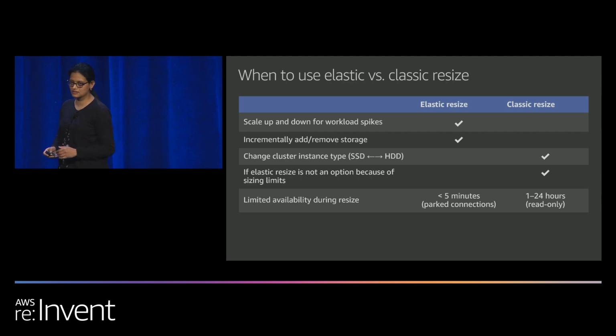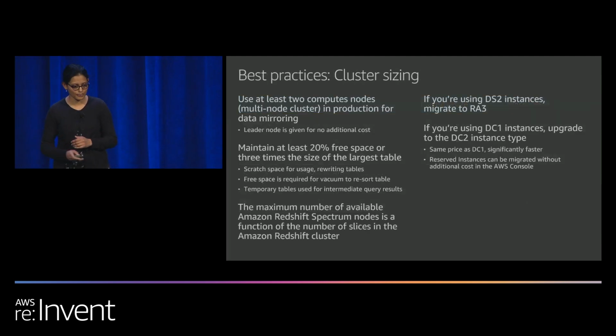So consider classic resize as an overnight operation. Let's put all this together. I would recommend for your production cluster, use 2 or more compute nodes because you want to have the redundancy of an additional compute node and the mirrored data copy for fault tolerance. Keep 20% of free disk space.